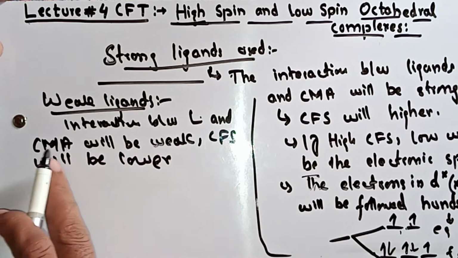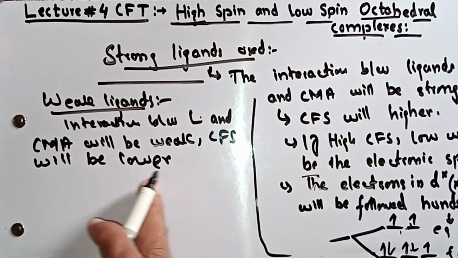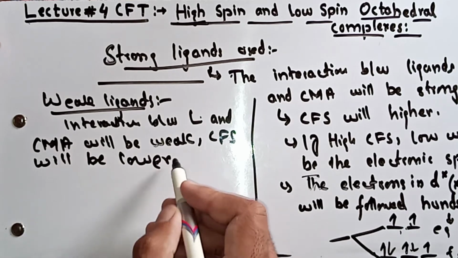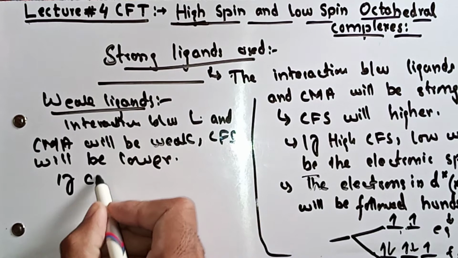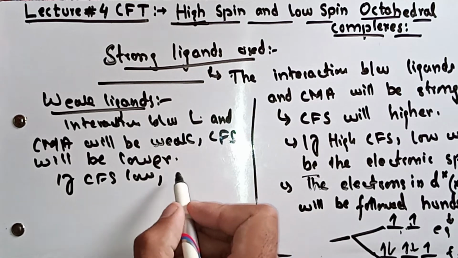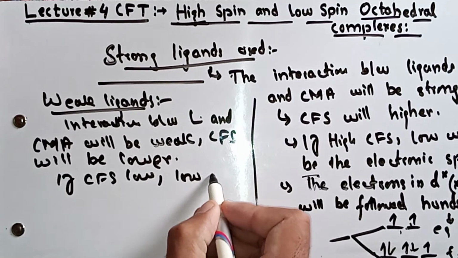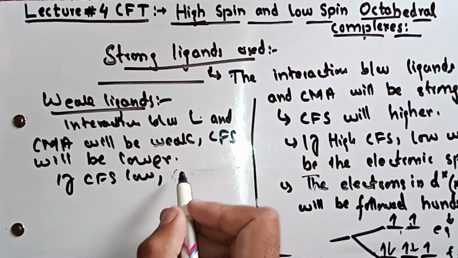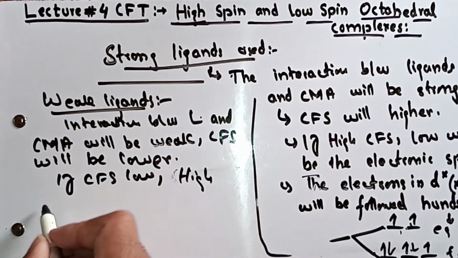If the interaction between the ligand and the central metal atom is weaker, the crystal field splitting will be lower. If the crystal field splitting is low, the electronic spin will be high.